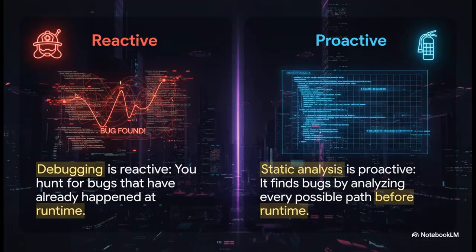And this is a really important distinction to make. Think about debugging. It's totally reactive, right? You're chasing a bug that's already happening, following one very specific path through your code. Static analysis, on the other hand, is proactive. It looks at the entire codebase, every possible path, to find bugs before they even have a chance to show up. It's the difference between fire prevention and firefighting.